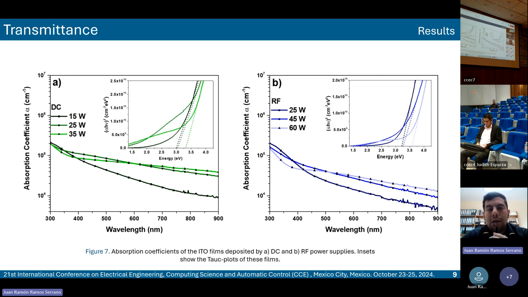In addition, the optical gap of the films was determined using the Tauc plot. The insets in figure 7 show this plot. An increase in the gap energy can be observed when increasing the deposition power in both cases. However, the films deposited with the RF source show higher gap energy. This may be related also to the higher oxygen deficiency in the films deposited with the DC power supply.